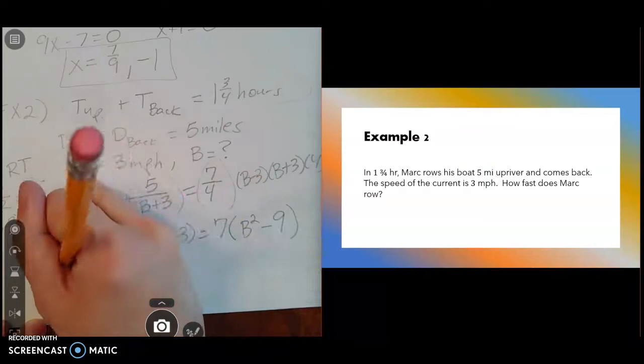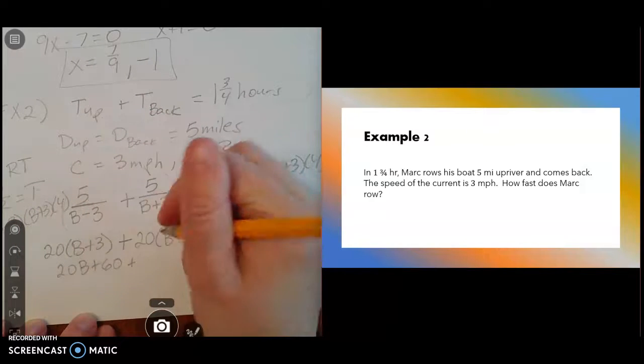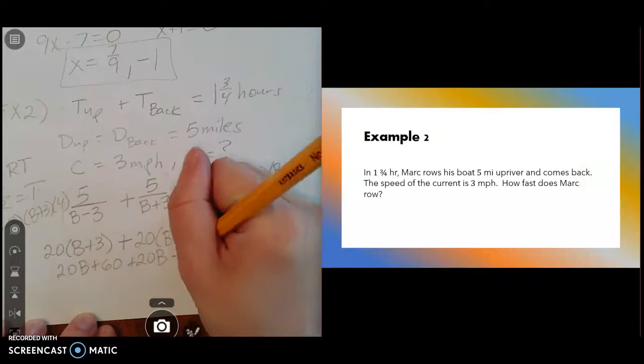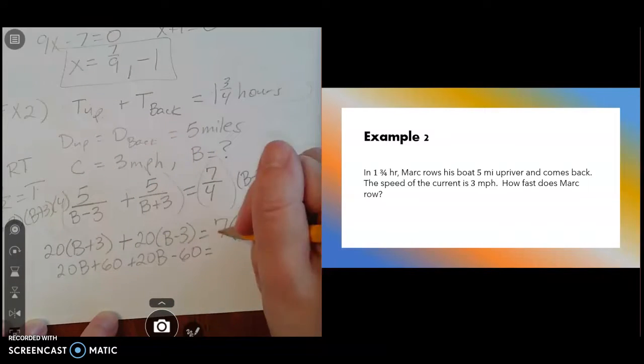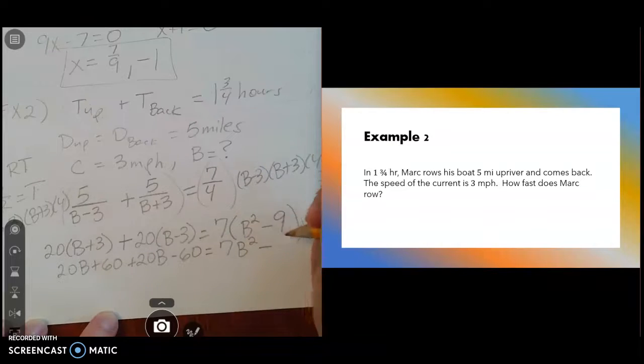20 times b is 20b. 20 times 3 is 60. 20 times b is still 20b. And 20 times 3 is still 60. All right. On the other side, 7 times b squared is 7b squared. And 7 times 9 is 63. And at this point, you can see we're going to have a quadratic.